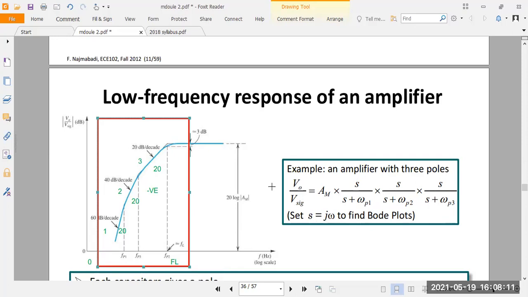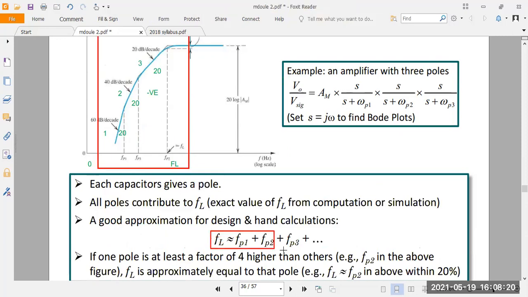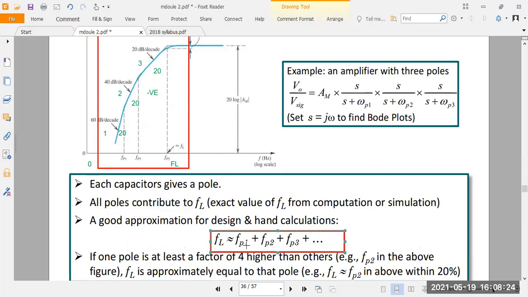In the Bode plot, you have to plot each pole here. I think you will study this in control systems. After that, you have to find the total lower frequency response by combining the single pole frequency, two pole frequency, and three pole frequency. If you add these, you will get the total lower cutoff frequency. Understood?